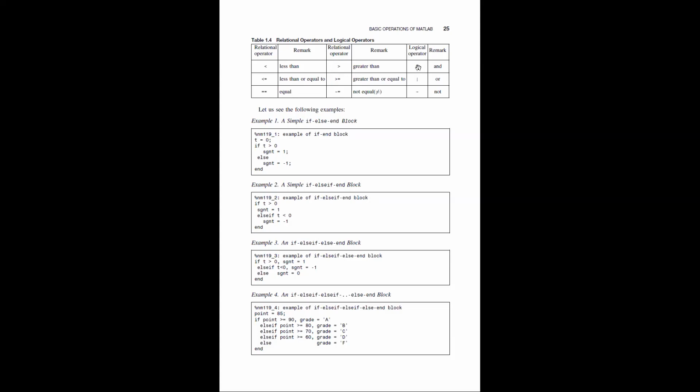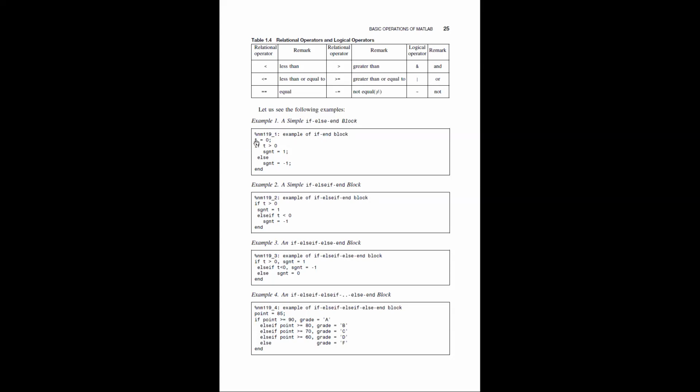That means if you wish to combine two statements, this symbol is used for and, this symbol is used for or, and this is used for not. And a simple if-else block is given by this. So if you see this example 1, it is the example of an if-else block.